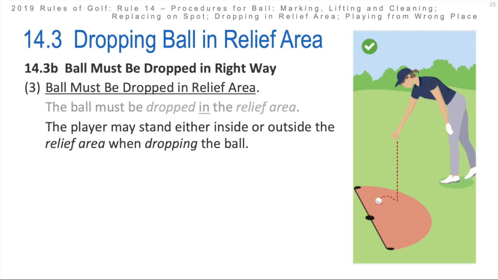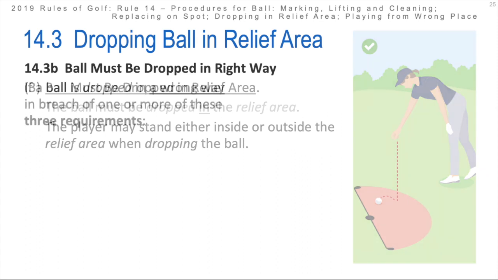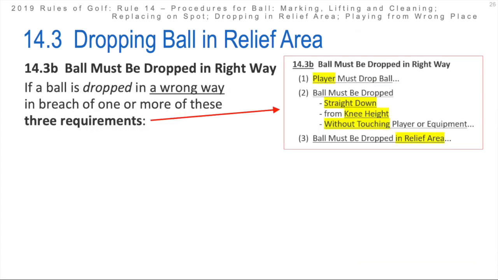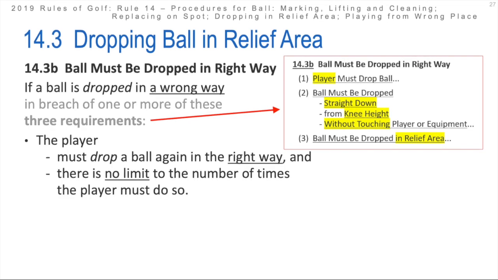The ball has to be dropped in the relief area. The player can stand inside or outside the relief area, it doesn't matter, but the ball, when it is dropped, has to strike the course in the relief area. If a ball is dropped in a wrong way, which means they violated one of those three things, maybe they didn't drop it from knee height, or it touched their foot before it hit the ground, or the caddy dropped it, not the player, that would be considered a wrong drop, and you'd have to do it over. And there's no penalty for that wrong drop as long as you correct it. And there's also no limit as to how many times you can do that.